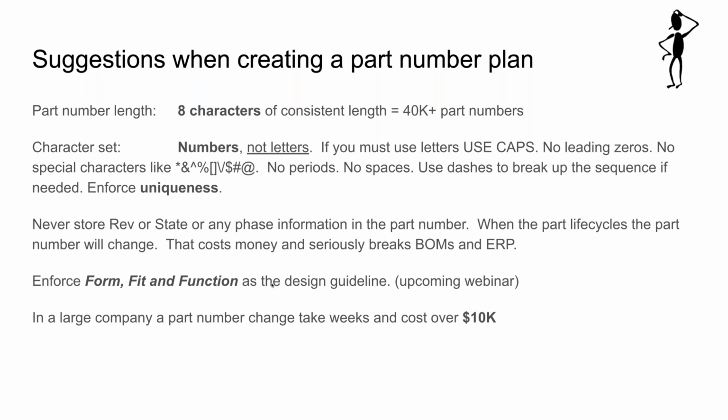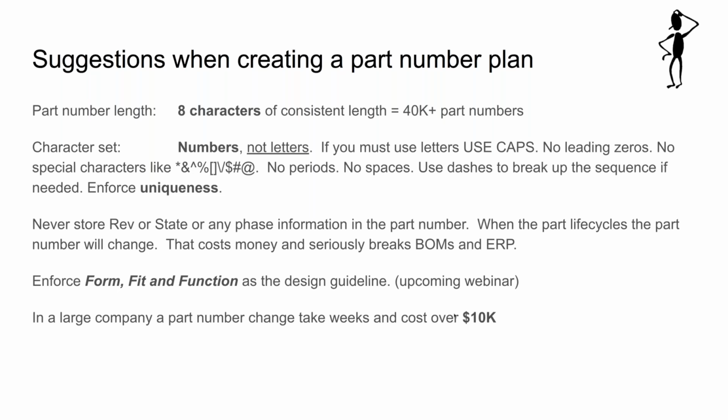In a nutshell, form, fit, and function says that the Rev A of this part and the Rev B of this part are interchangeable. So I can go to the bin where I store the parts, and I've got the Rev B or the Rev D. I can grab either one of them out of the bin, put it on my product, and they'll work. If that's not the case, using form, fit, and function, we get a new part number.